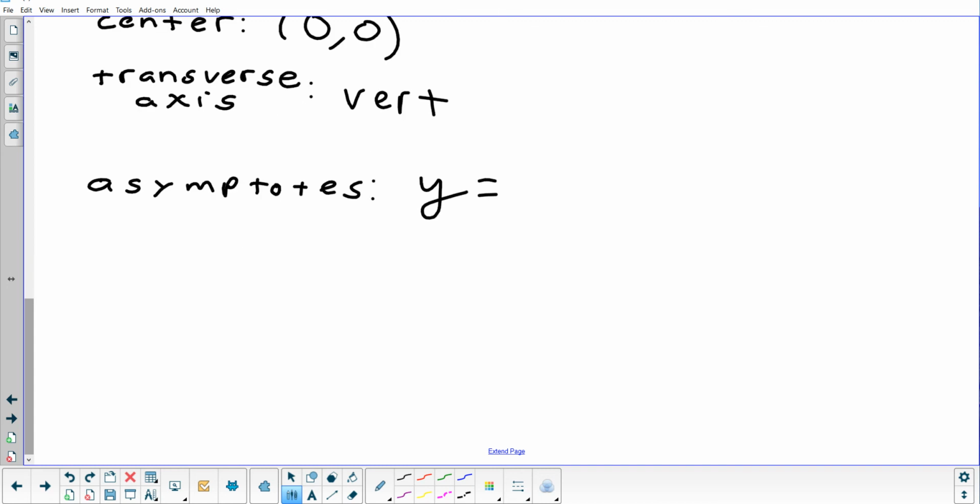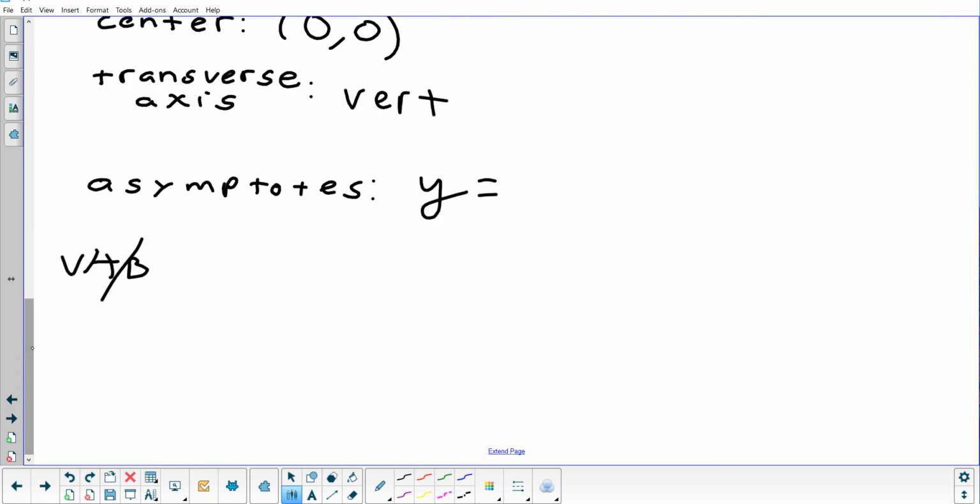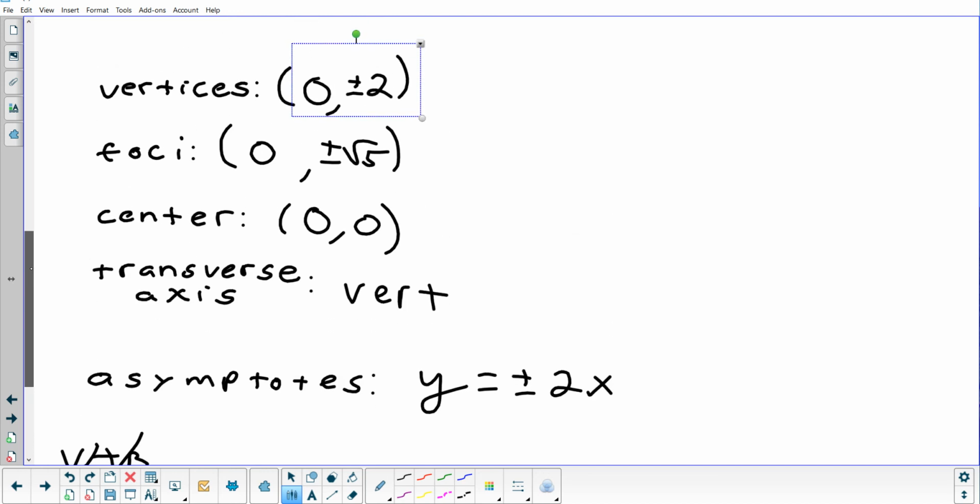Asymptotes. What's the formula for the slope this time? A over B. Vertical is A over B. So my slope is going to be 2, plus or minus. Okay. Questions on that?